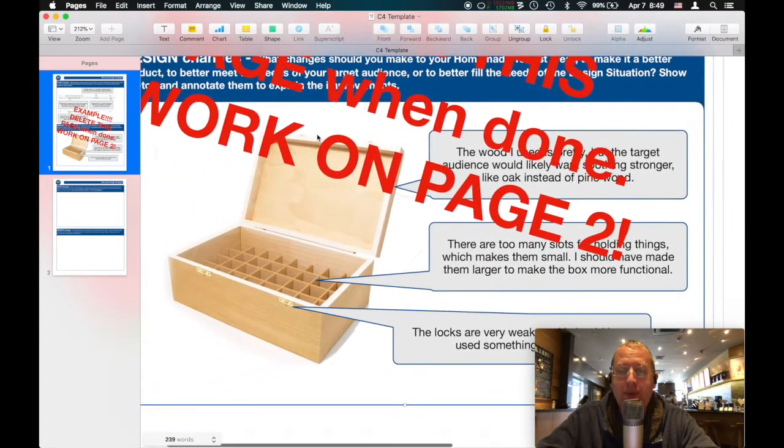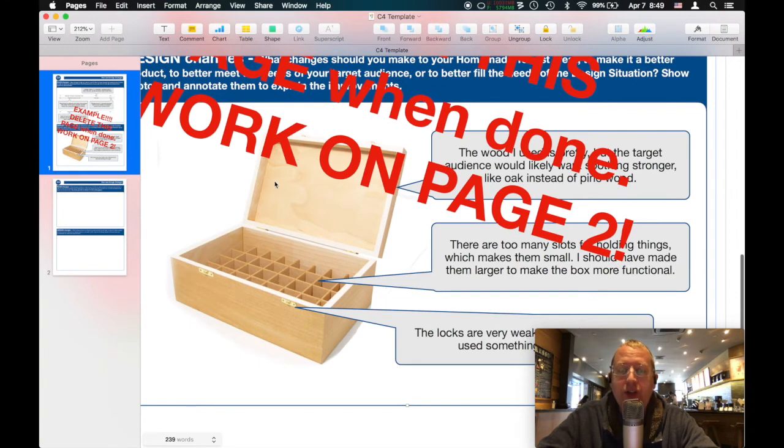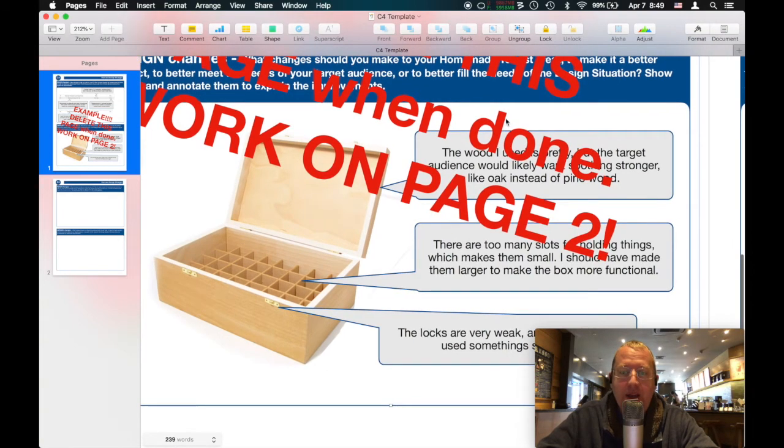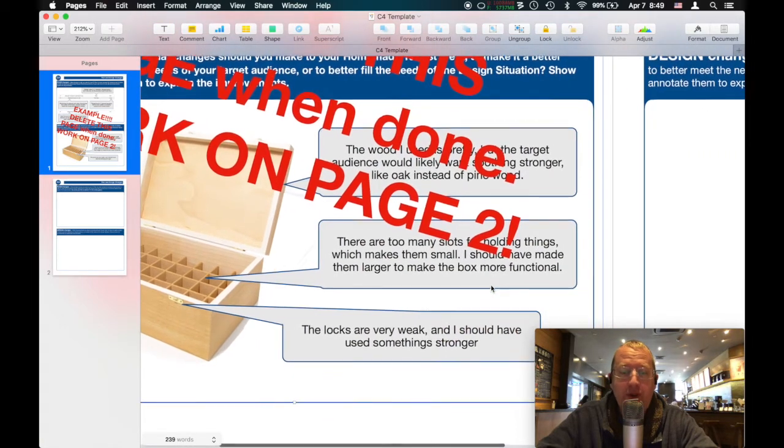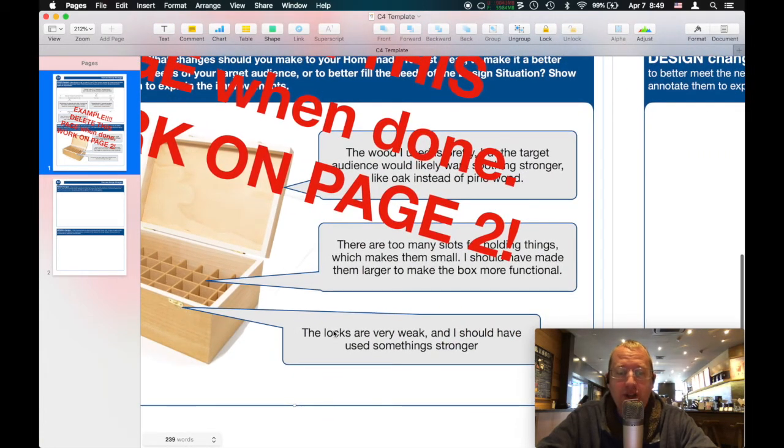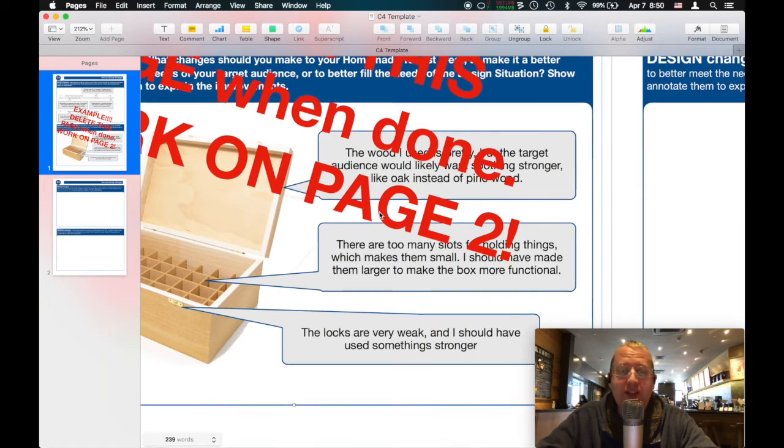So here's an example, back to the wooden box. So here's the product that somebody made, and these three annotations are explaining improvements. For example, the creator of this box says, you know what, these locks are very weak and they should have used something stronger. They said that they don't like the wood here, that the pine wood is pretty, but that their customers probably would have preferred oak. Right?